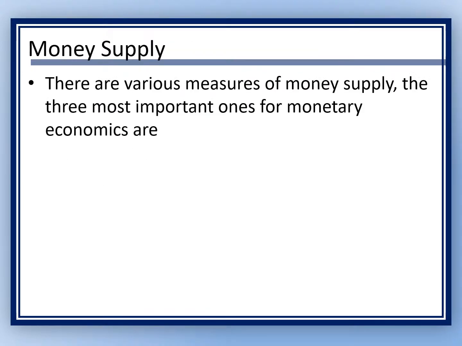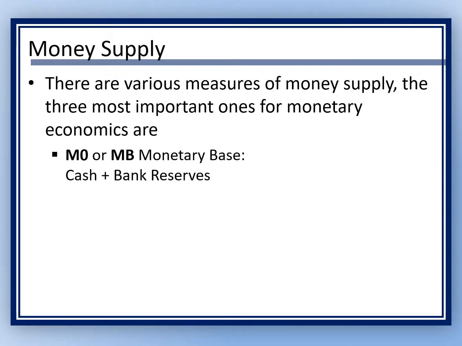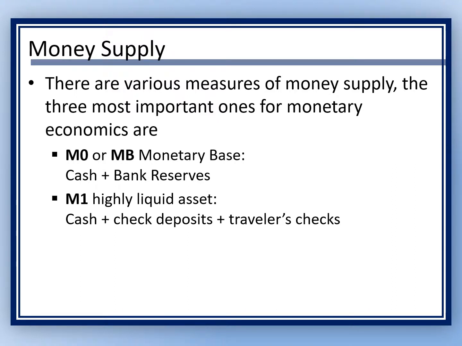So, money supply. There are various measures of money supply. The most important ones for monetary economics are M0 or MB, which is the monetary base, basically cash. M1 is highly liquid assets like cash plus check deposits plus traveler's checks, things that you can easily convert to money.